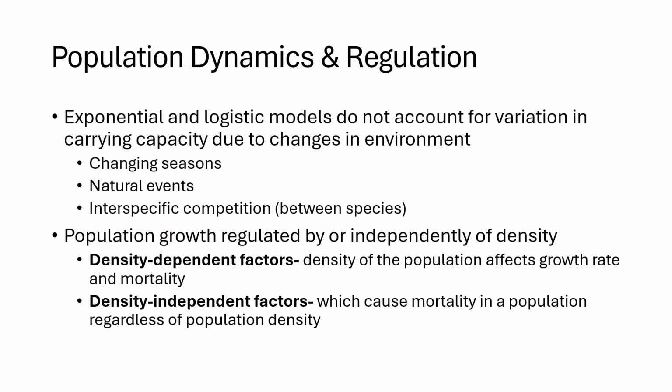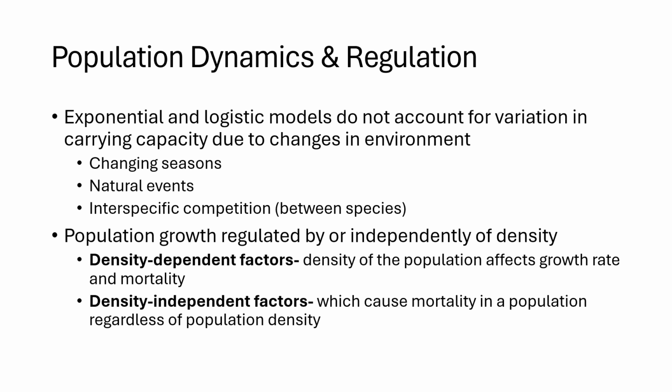So this falls under dynamics and population regulation. These exponential and logistic models are good for simple models, but they are not accounting for variations in the carrying capacity of the environment. And that can be due to seasonal changes, natural events, weather events, volcanic eruptions, etc., and interspecific competition between species. So perhaps other species are also competing for the same resources. Perhaps the seals or whatever you're looking at are being predated, but you need other models to bring these factors into play.